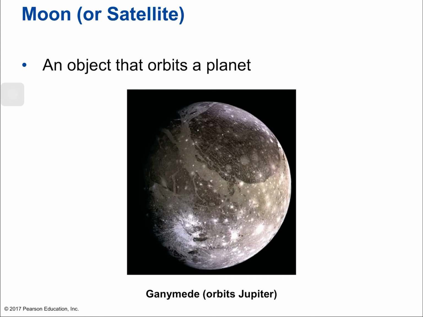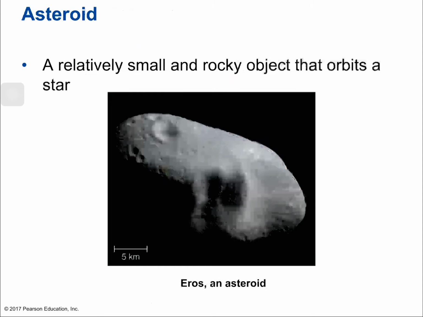Furthermore, there are moons. A moon is an object that orbits a planet. So a planet orbits a star and a moon orbits a planet. Here's Ganymede, the largest moon in the solar system, which orbits Jupiter. Ganymede is actually bigger than Mercury, so it's a moon that's bigger than a planet. So moons aren't defined by size, but just by what they orbit. We, of course, have one moon. An asteroid is a relatively small and rocky object that orbits a star. So what defines an asteroid compared to a planet is size. Asteroids are small, planets are large.